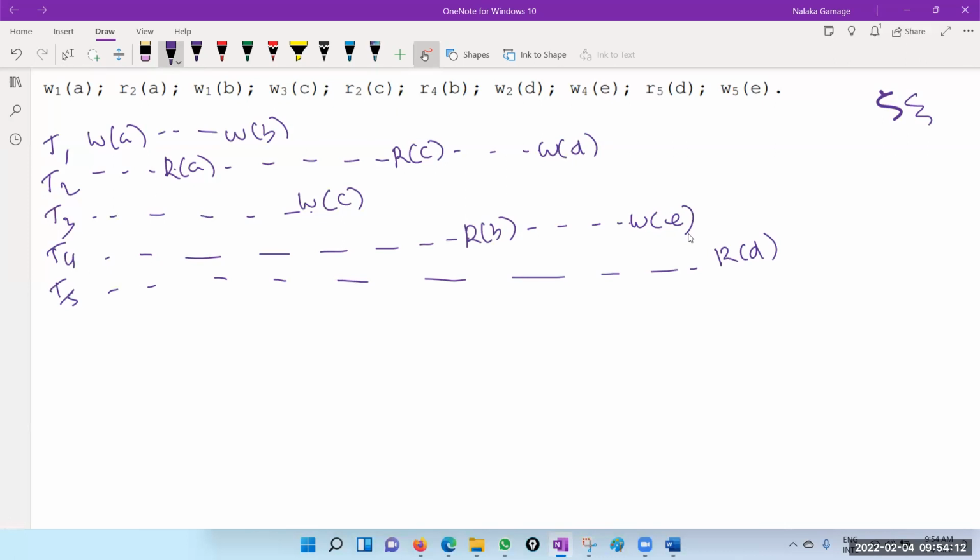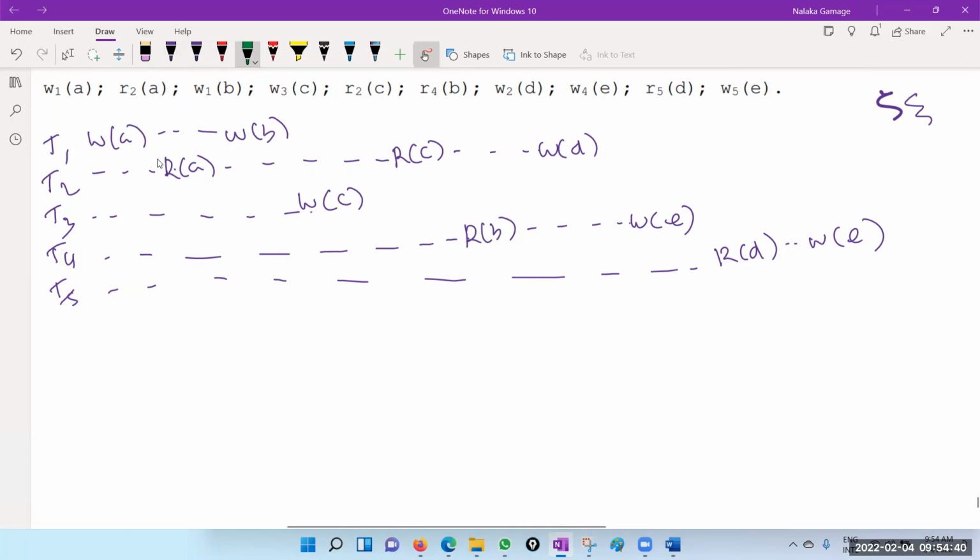When you write like this, it's easier to see the dependencies, okay? And transaction 5, write D. Right. Now let's draw the precedence graph. Remember, the dependencies are only between different transactions, and when at least one of the operations is a write, okay?